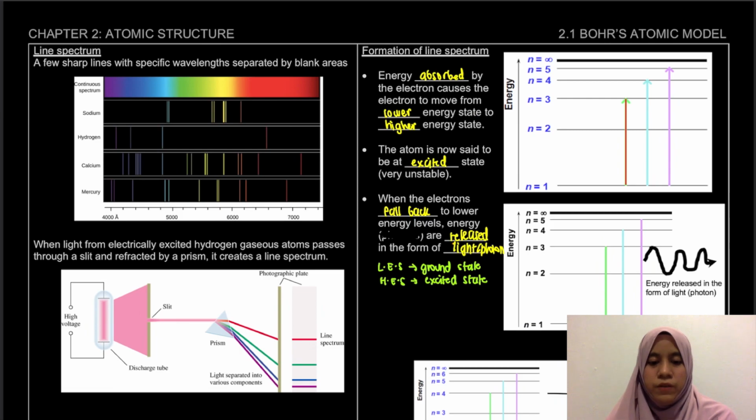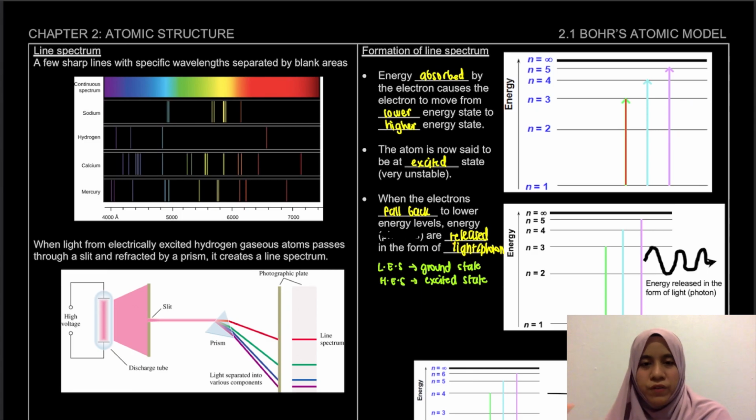After that, we learned about the formation of line spectrum. The formation of line spectrum is based on Bohr's atomic postulates number 3 and 4. So if the question asks you about the formation of line spectrum, make sure you write about this part. This is your energy level diagram, but the question seldom asks about the energy level diagram. This part is in terms of words, and this is in terms of diagram. But if the question asks you, you have to explain it in terms of words.